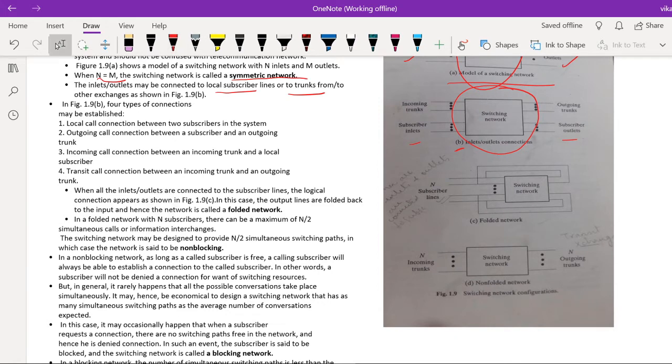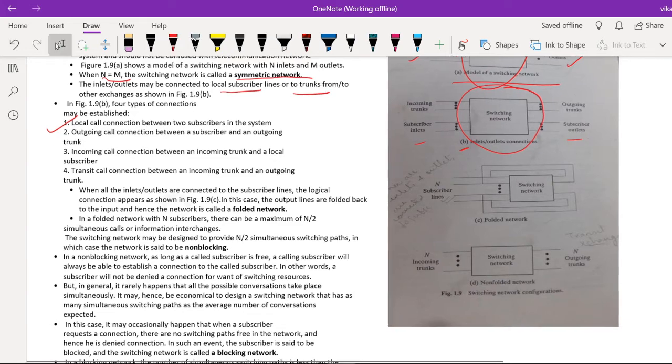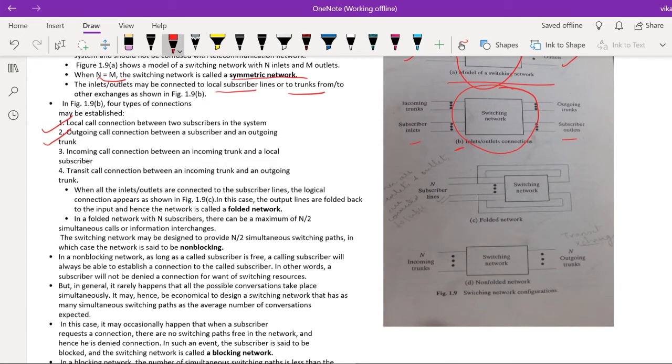One, the local call connection between two subscribers in the system. That means one local subscriber can be connected to another local subscriber. Second, outgoing call connection between a subscriber and the outgoing trunk. Then incoming call connection between an incoming trunk and a local subscriber, and a transit call connection between an incoming trunk and an outgoing trunk. When it is a local call connection, it means from the subscriber inlet to the subscriber outlet.